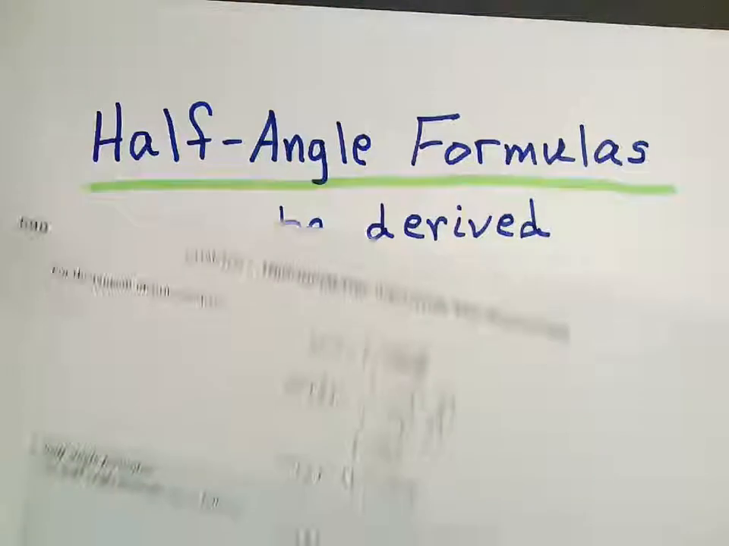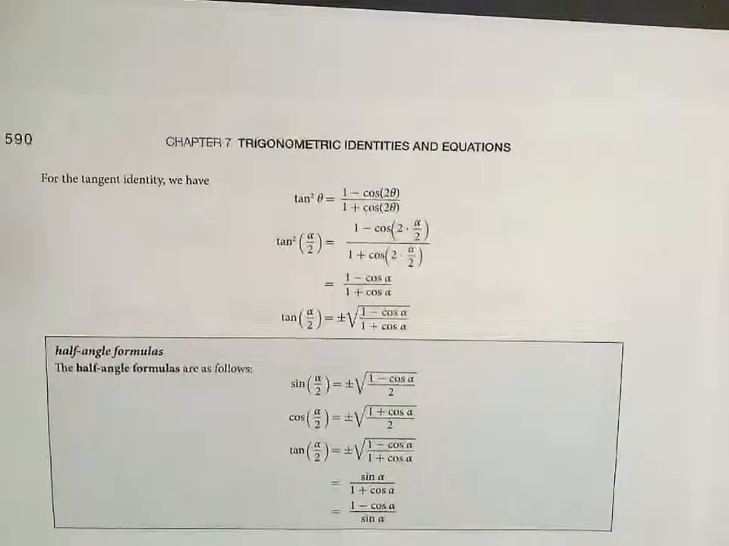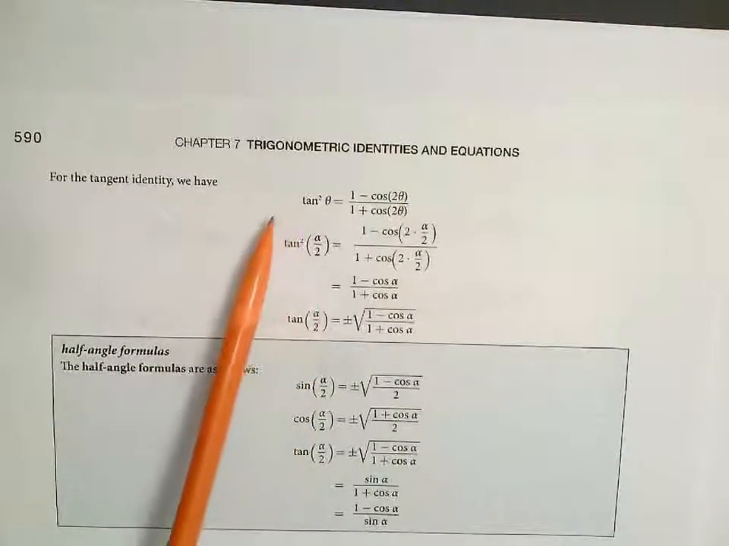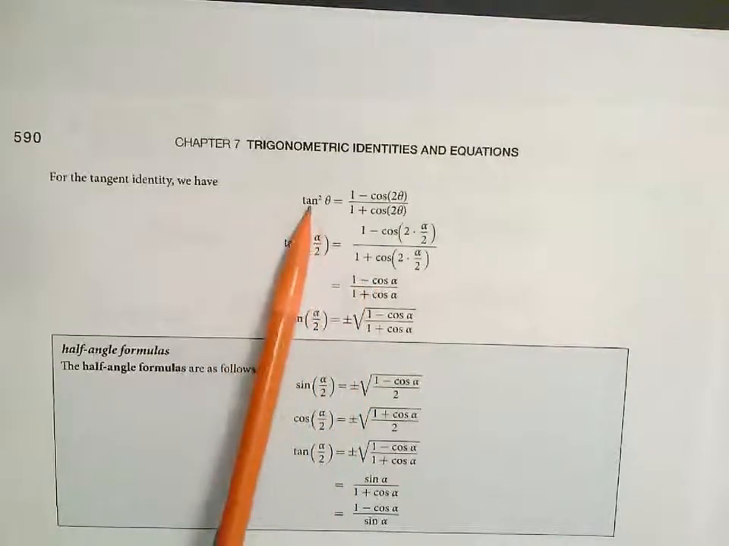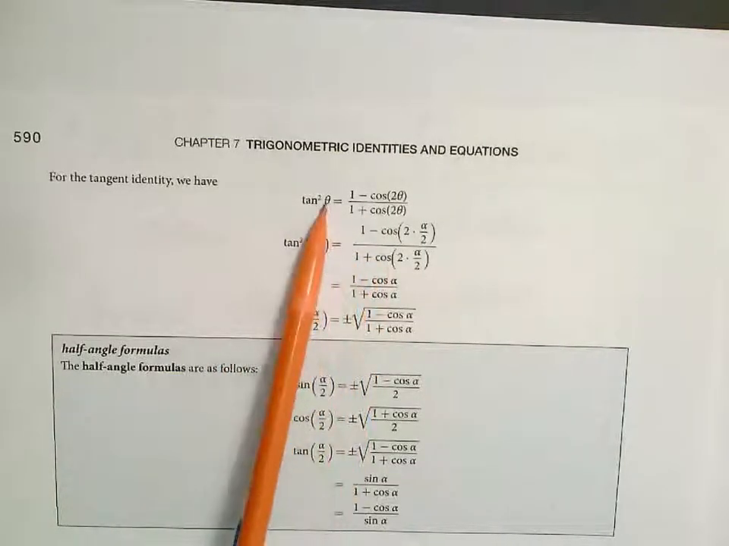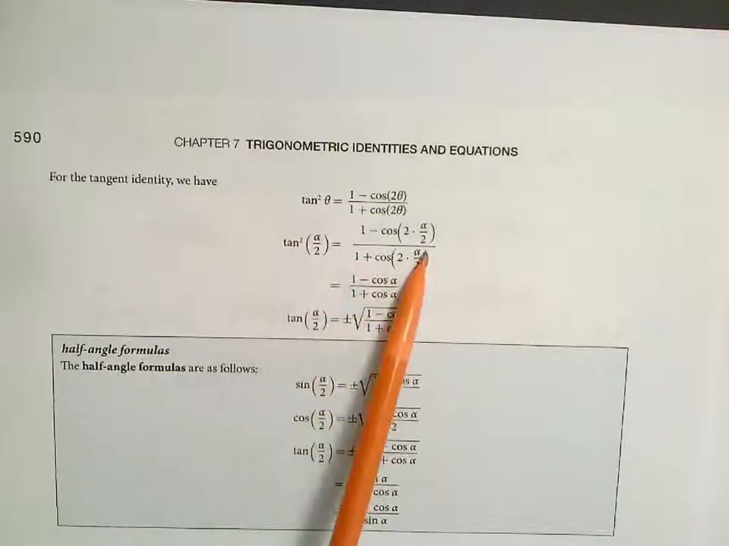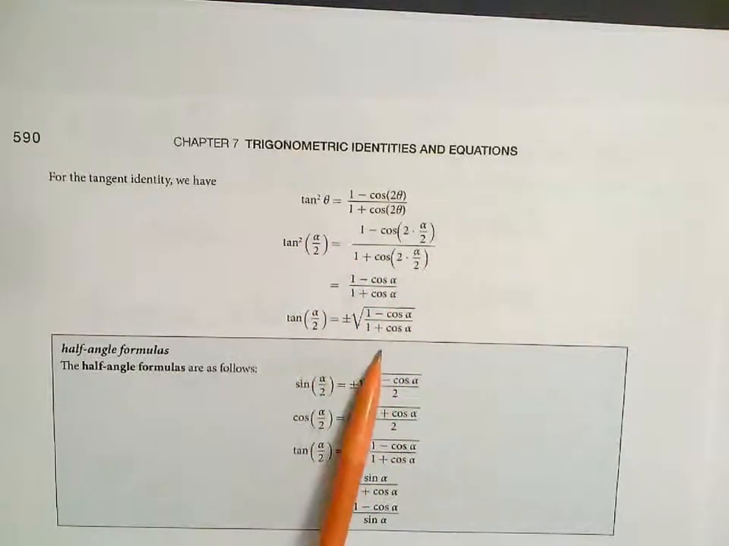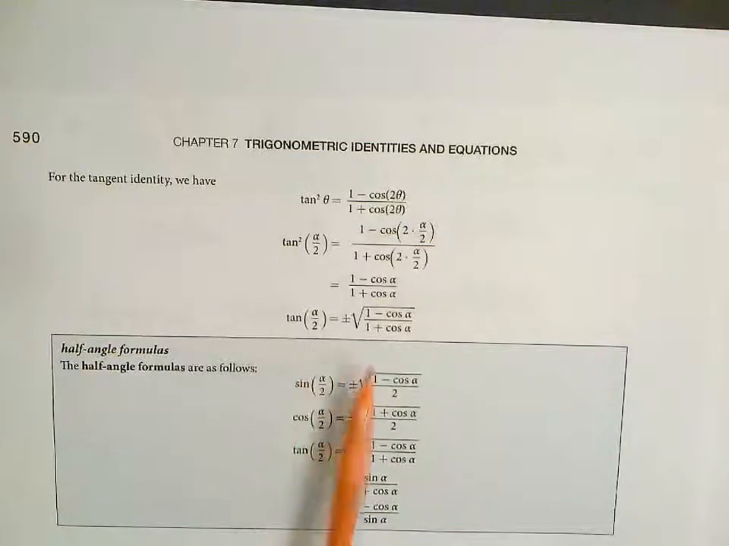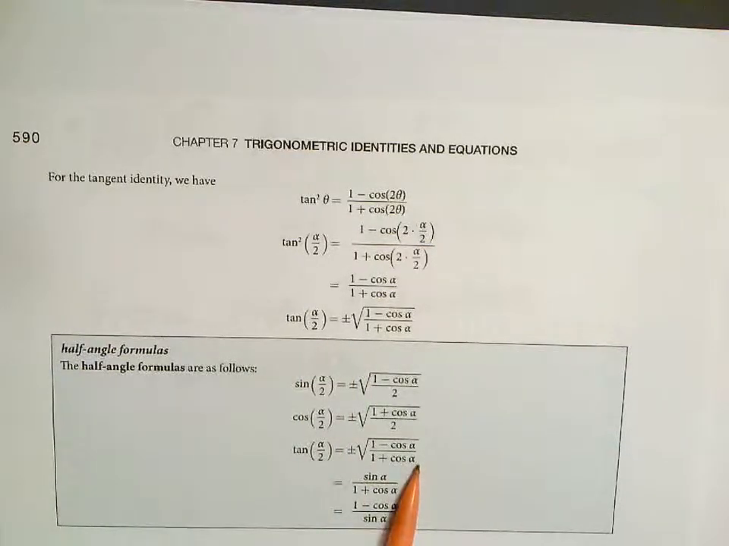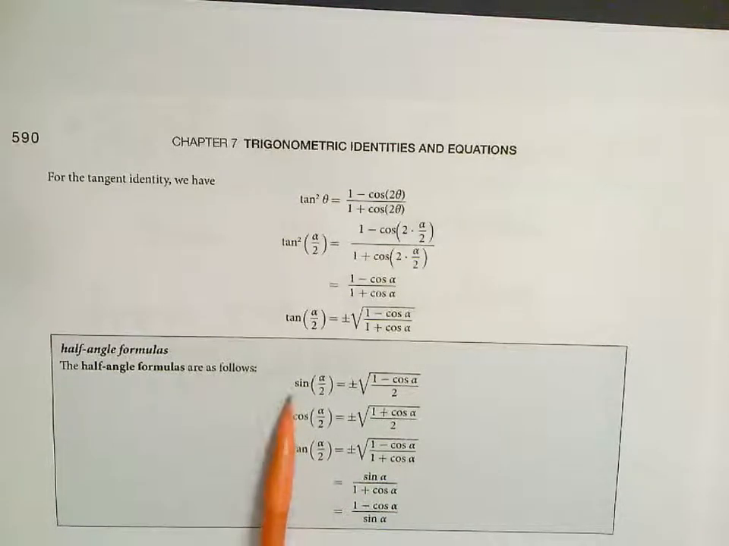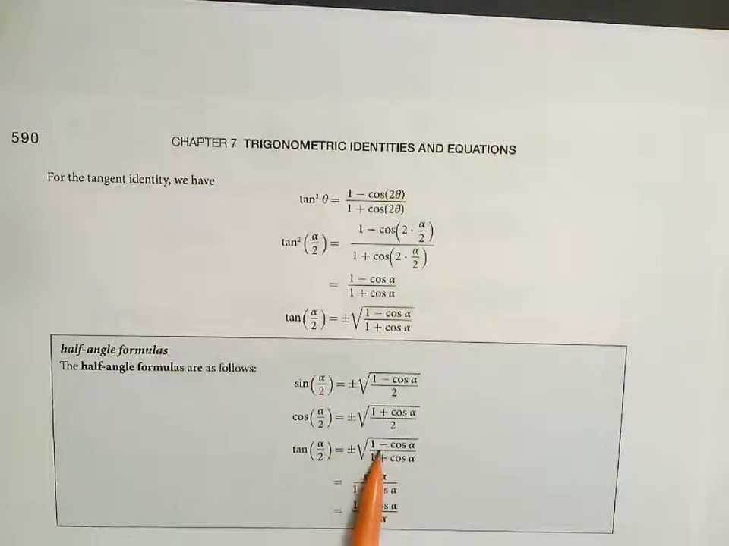If you look on page 590 in our ebook, here we have the reduction formula for tan squared of theta. If we replace the theta with alpha divided by 2, we'll end up with one of the half-angle formulas, which is what you see right here. You have the sine of alpha divided by 2, the cosine of alpha divided by 2, the tan of alpha divided by 2. And there are three different identities, three different formulas for the tan of alpha divided by 2.